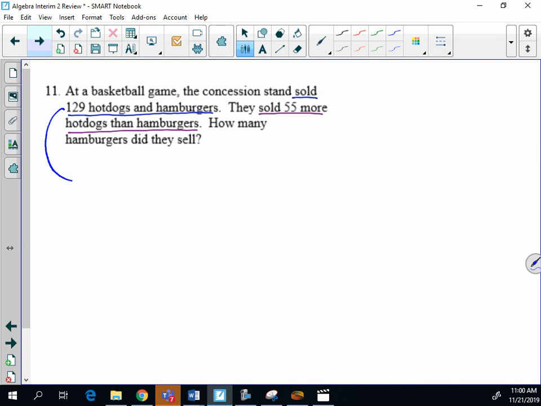So the first equation, you always want to figure out the total, 129, and I'm going to use X for hot dogs and Y for hamburgers. So X plus Y is my first equation. Then when I look at the next equation and I look at 55 more hot dogs, which again is X, then hamburgers, which is Y. 55 more then means you're going to add 55 to the hamburgers. So Y plus 55 equals X.